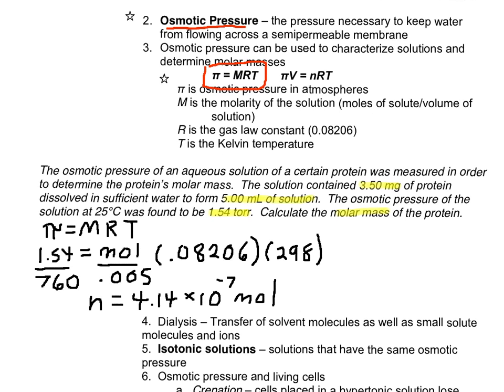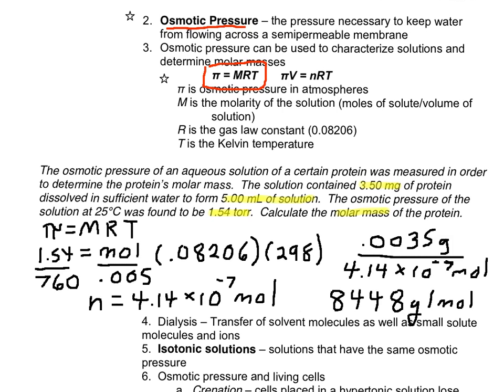Now we have moles. We know the mass is 3.5 milligrams. Be sure and change that to grams. We know molar mass is grams per mole, so we take our grams, divide it by our moles, and we get a really, really big molar mass. Normally if you get a molar mass that looks like this, really big, that would be a chance to stop and check and make sure that what you got actually made sense. Now this is a protein, and proteins are huge molecules, so it does make sense that we would get an incredibly large molar mass here.